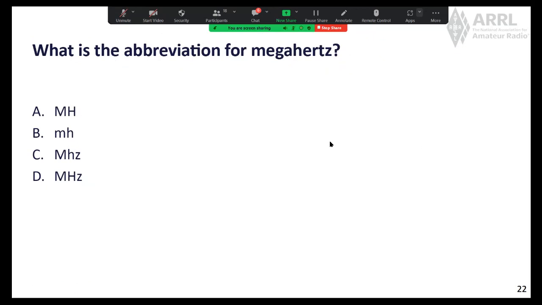What is the abbreviation for a megahertz? This is going to be C, capital MHZ. The HZ is always the abbreviation for hertz. What is the abbreviation for kilohertz? That would be KHZ, with the lowercase k being D.